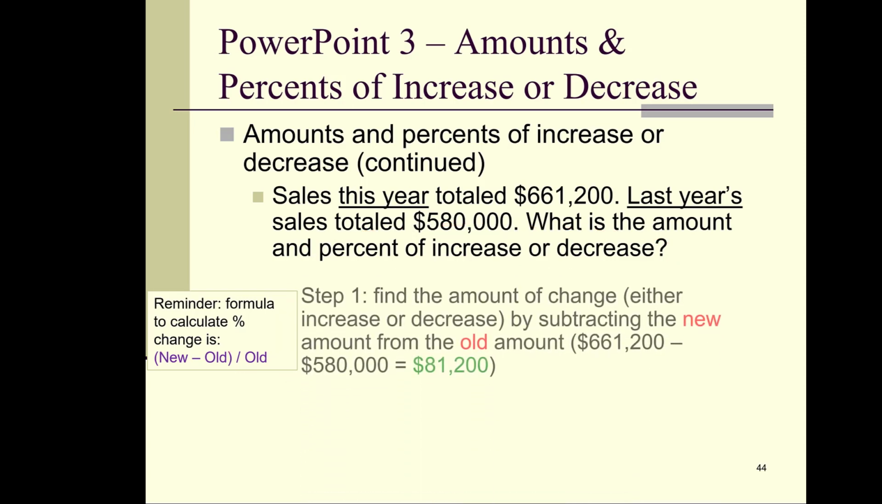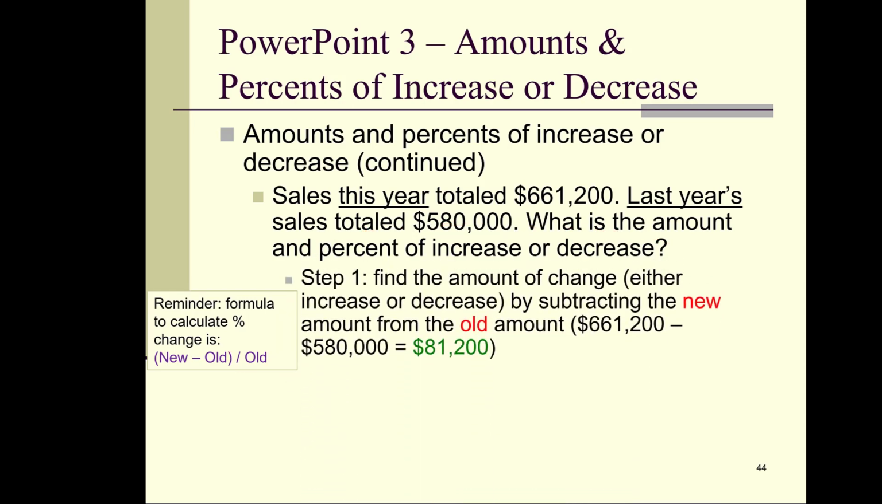So step one, we want to find the amount of change, either increase or decrease, by subtracting the old amount from the new amount. The new amount is $661,200. We subtract $580,000. So it looks like sales increased $81,200.